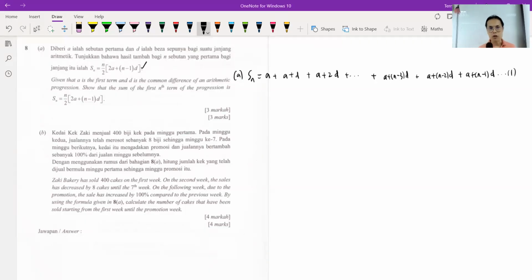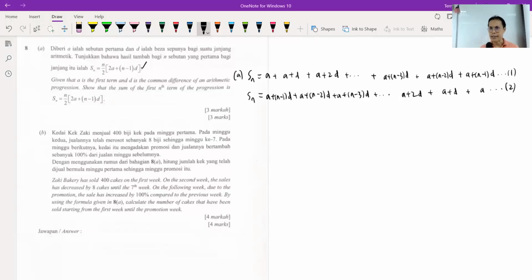So to derive this formula, you need to rearrange it. I rearrange backwards, and instead of starting with A, I start with A plus (n minus 1)d, my last term. My second last term, A plus (n minus 2)d. My third last term will be A plus (n minus 3)d, and so on. My third last term is A plus 2d. Second last term, A plus d. My last term will be A.